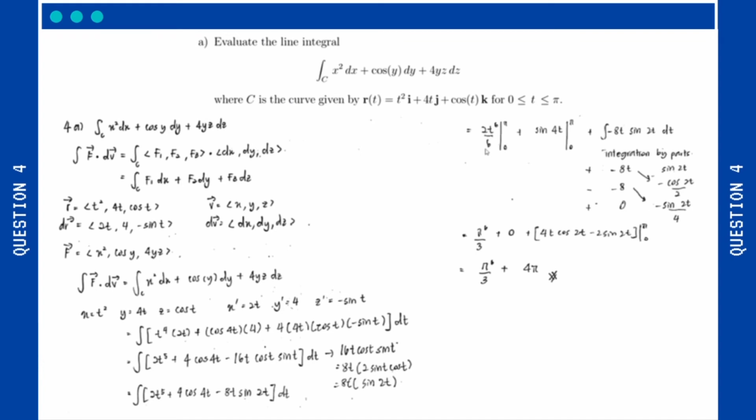So after we integrate the two elements in front here, we will get 2t to the power of 6 over 6 plus sin 4t. But for the negative 8t sin 2t, we need to use integration by parts using the tabular method. So after we do the integration, we will get 4t cos 2t minus 2 sin 2t, and then we plug in all the values, which is t from 0 to pi. We will get pi to the power of 6 over 3 plus 4 pi.